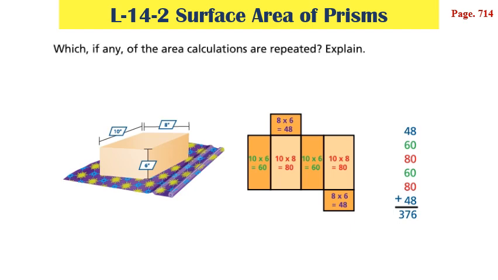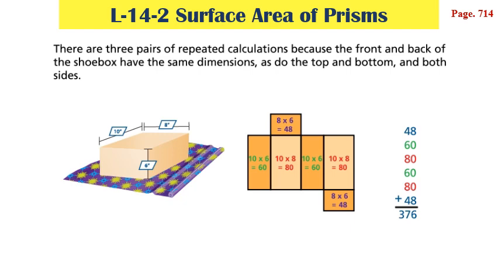Which, if any, of the area calculations are repeated? Explain. There are 3 pairs of repeated calculations because the front and back of the shoebox have the same dimensions, as do the top and bottom and both sides.